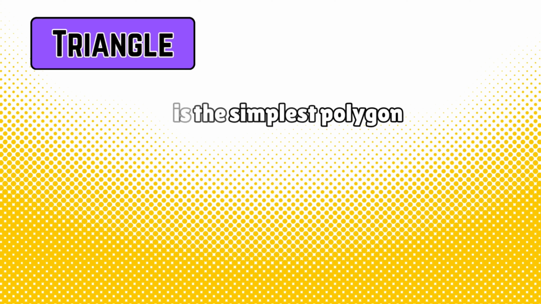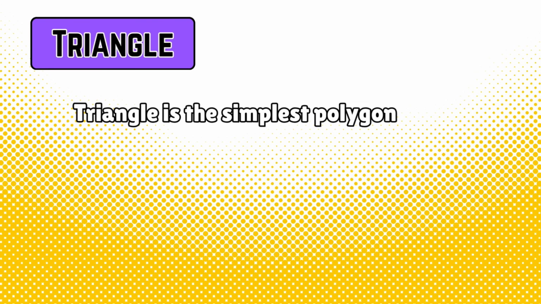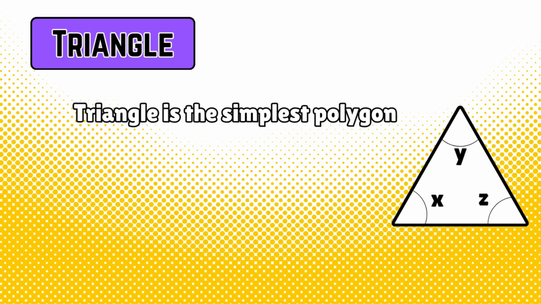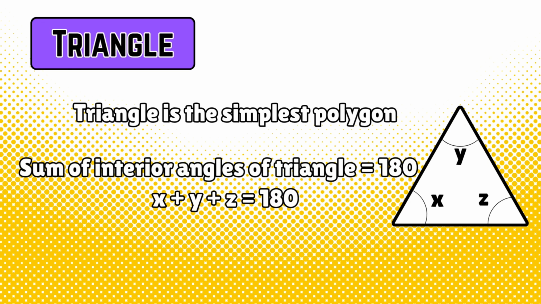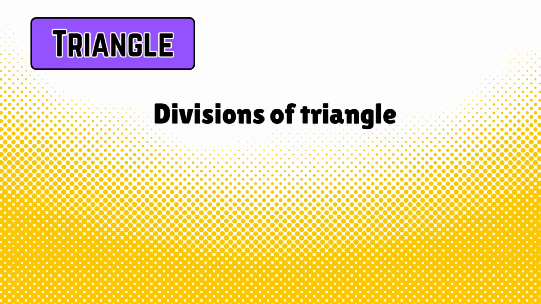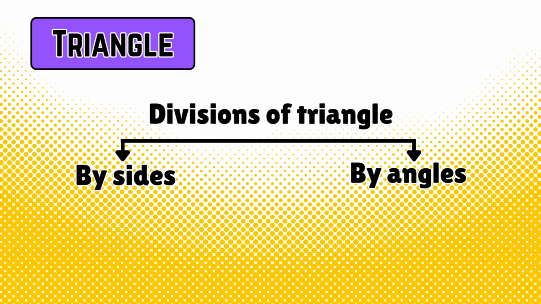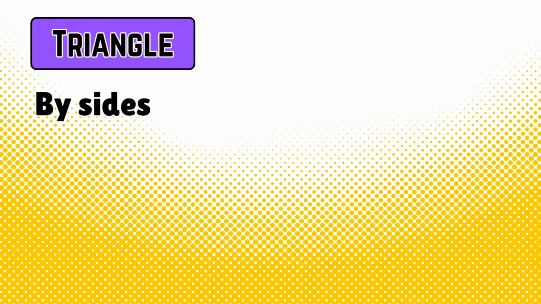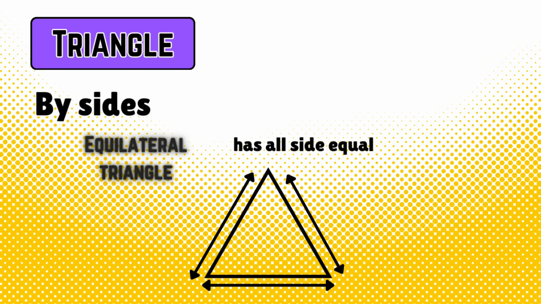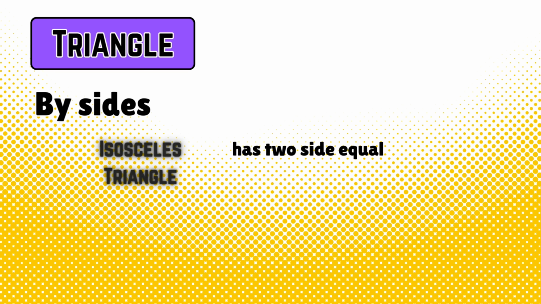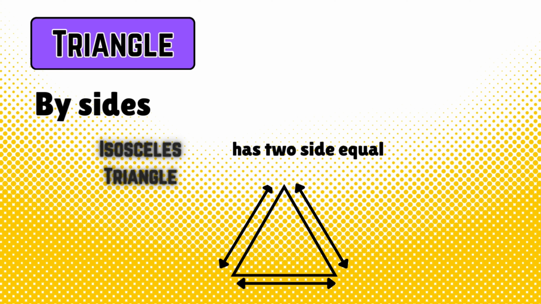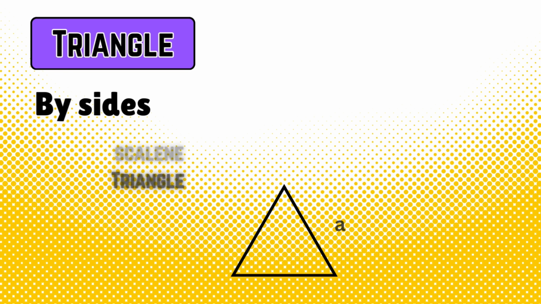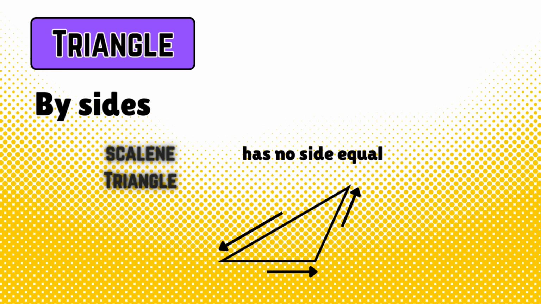Triangle. A triangle is the simplest polygon. Remember, the sum of interior angles of a triangle is equal to 180. Let's look at the types of triangles. We divide triangles on the basis of sides and angles. Let's divide by sides. First, equilateral triangle, which has all sides of equal length. Isosceles triangle has 2 sides equal and 1 different. Finally, scalene triangle, which has all sides different.